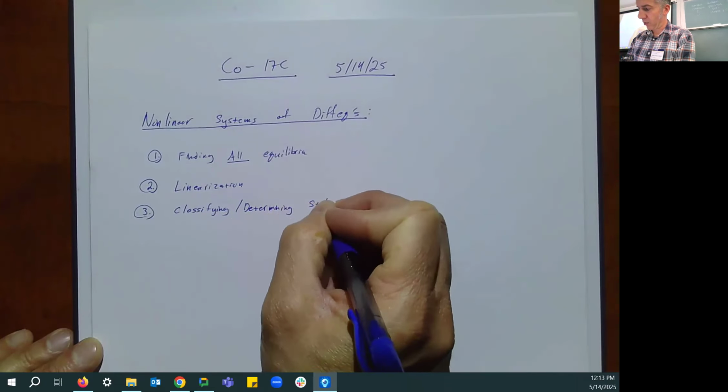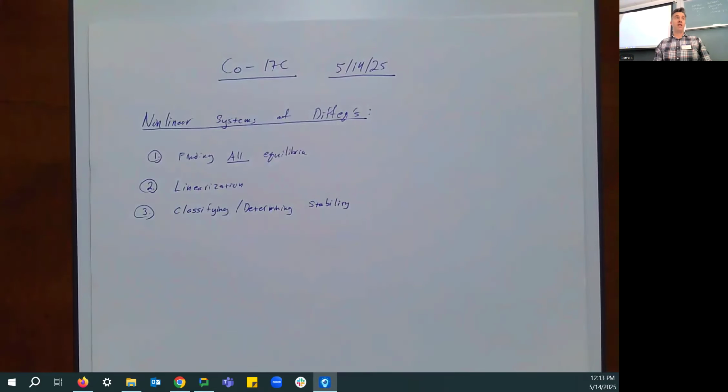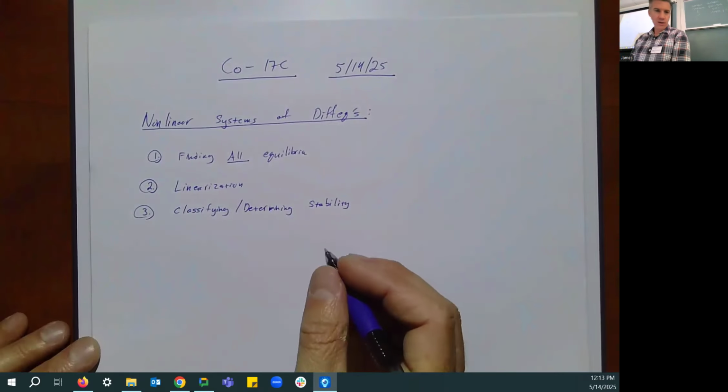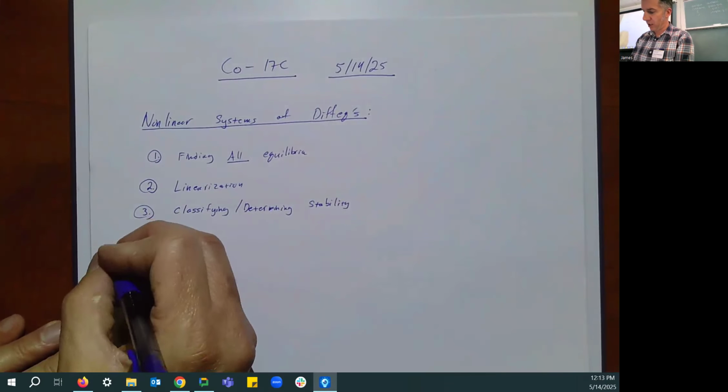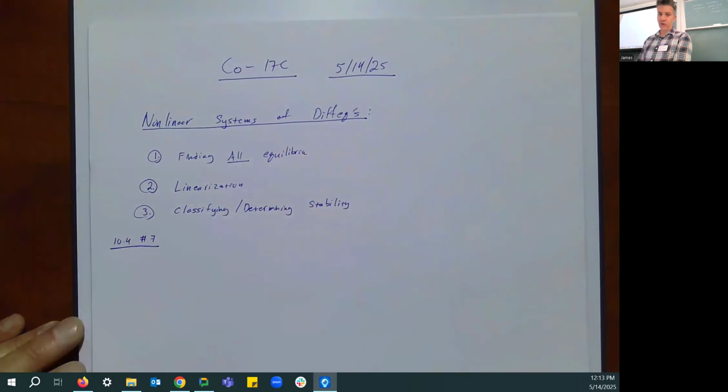Because for this, we're really only going to talk about whether the equilibrium is stable or unstable. We're not going to say it's a node or a spiral or a saddle or whatever. We're just going to say it's stable or it's unstable. So let's look at the following example. This happens to be number 7 from section 10.4, in case that's of any interest to you.